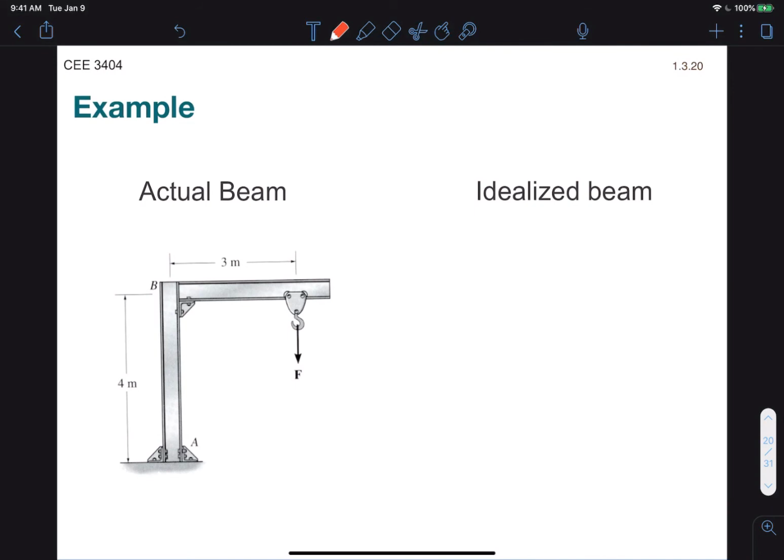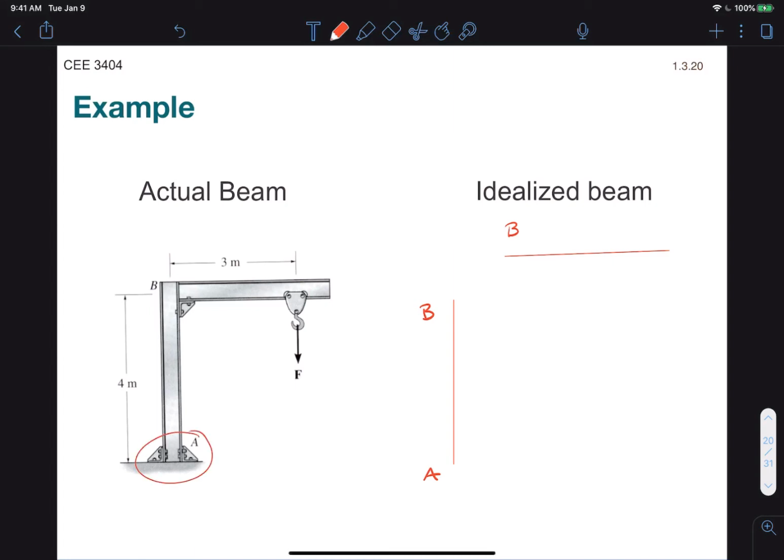Let's go to the second example. We have an actual beam here. In fact, we have two beams. And so your job is to come up with two idealized beams and make sure you note the internal forces as well. So let's go ahead and split that into two beams. Okay, we'll start with beam AB.